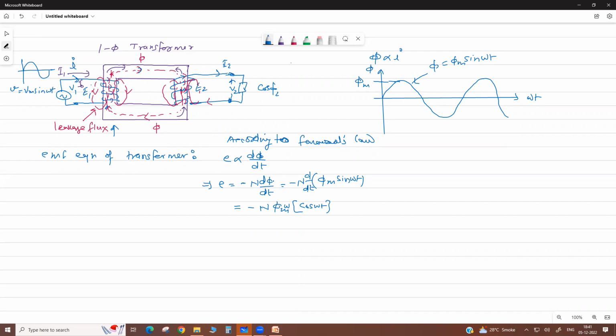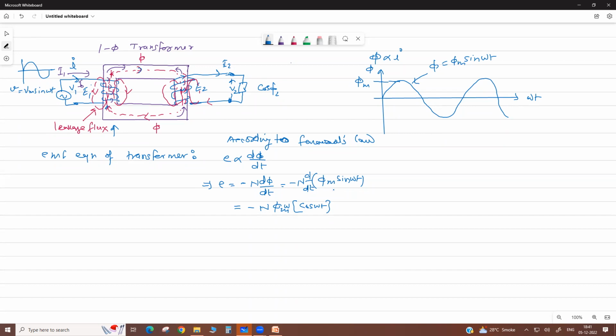It is negative because of Lenz's law. Lenz's law states the polarity of the induced EMF: it opposes the supply voltage. That's why it is negative polarity.